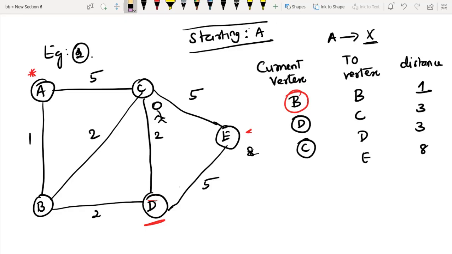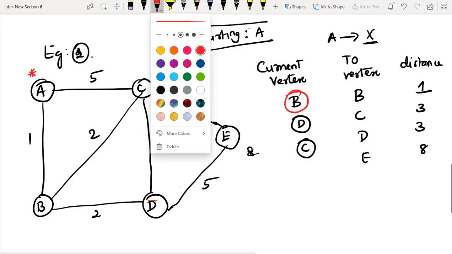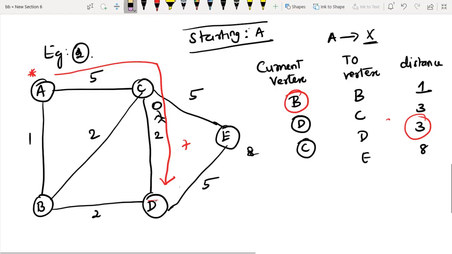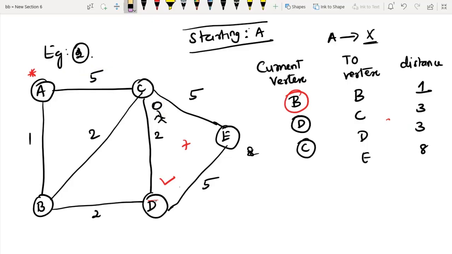How? From A, that is the starting vertex, through C you move to D. What is the distance? The distance is 5 plus 2, and that is going to be 7. Is 7 less than 3? No. The previous value is 3, and 7 is not less than 3, so let me not update it.